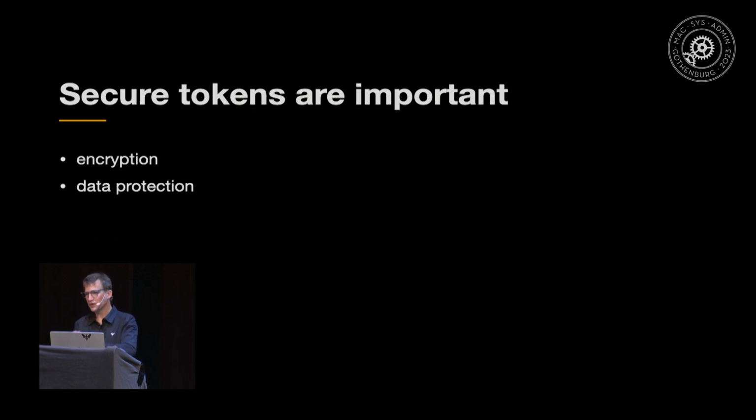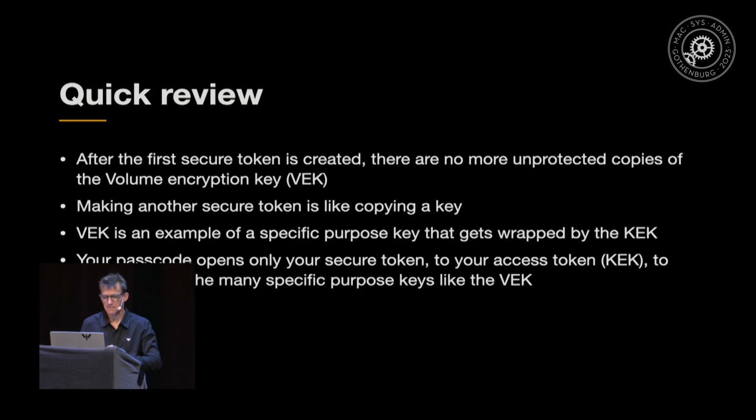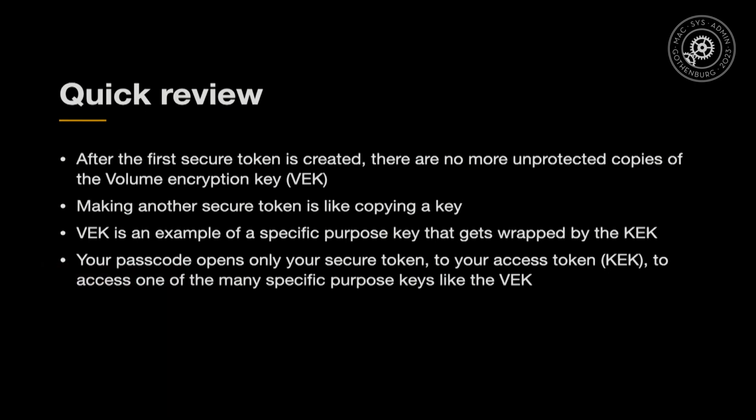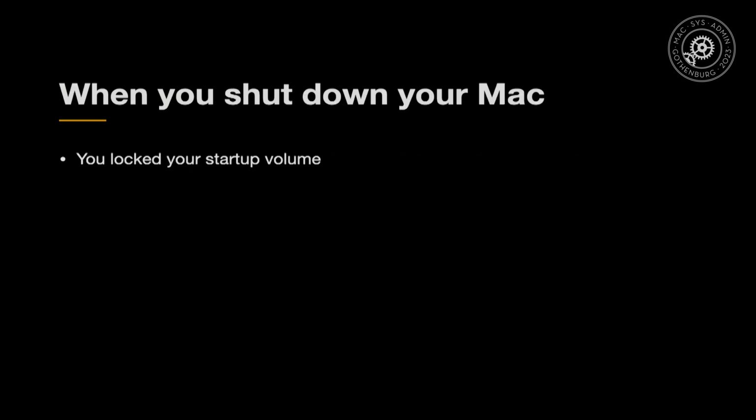Secure tokens are important for encryption and data protection. And just a quick review from a couple minutes earlier, after the first secure token's created, there's no more unprotected copies of the VEK. Making another secure token's like copying a key. The VEK is an example of a specific purpose key that gets wrapped by the KEK. Your passcode opens only your secure token to access the KEK, to access one of the many specific purpose keys like the VEK.